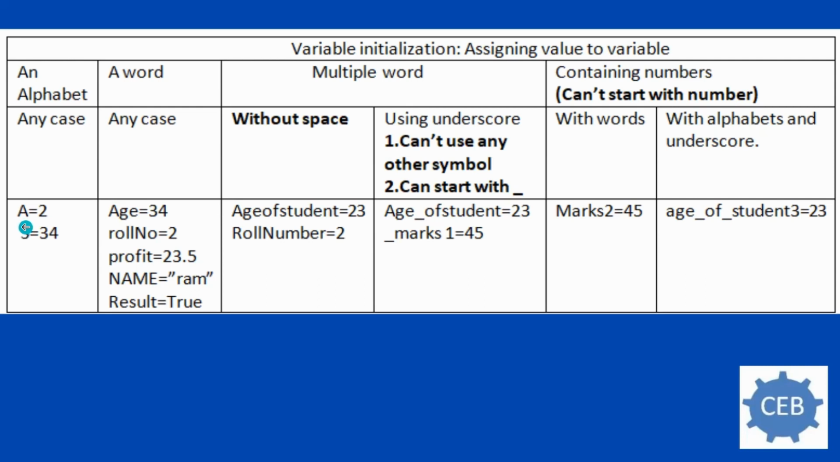For example, capital A is a label of that container with the value 2. Age of a student is a label of a container containing a value 23. Marks 2 is a label given to a container containing value 45. Result is equal to true is a container with the label result and the value true.